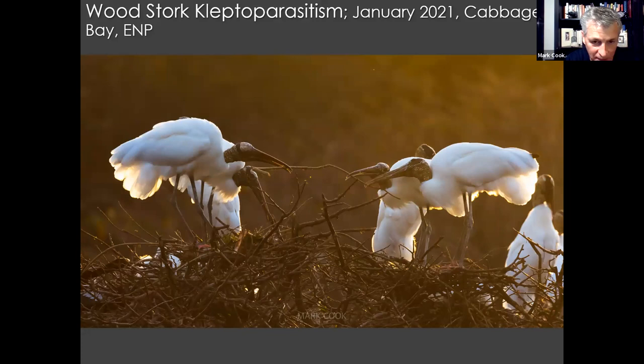This is an instance of kleptoparasitism. That basically means parasitism by theft. This poor male on the left here brought a stick in to his female to start making her nest, and these nasty neighbors stole it from them.